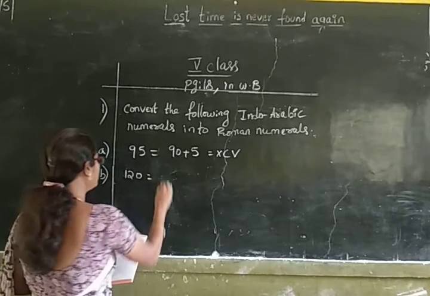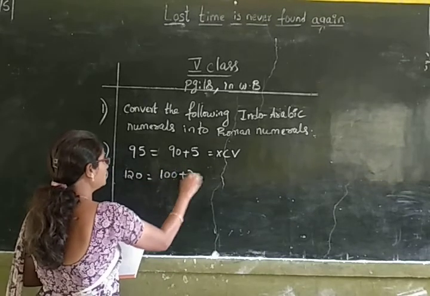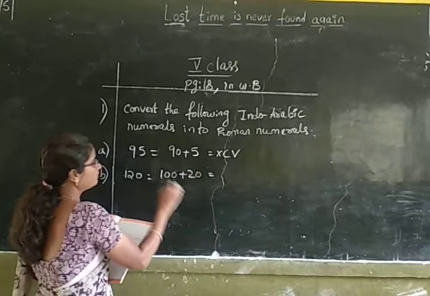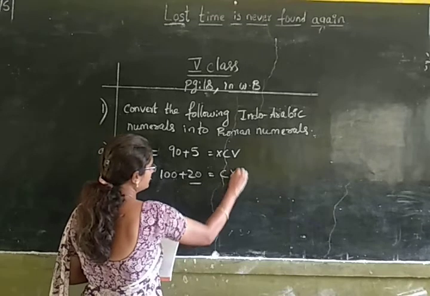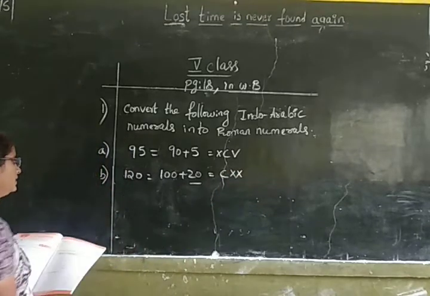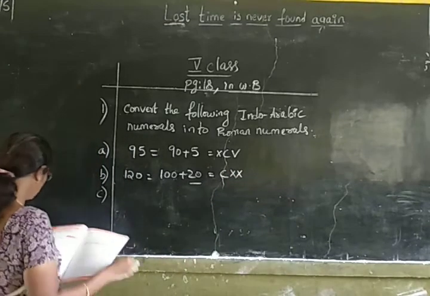120. 120 means 100 plus 20. You know that the symbol for 100 is C, and the symbol for 20 is XX. So 100 plus 20. Now let us do C sum.